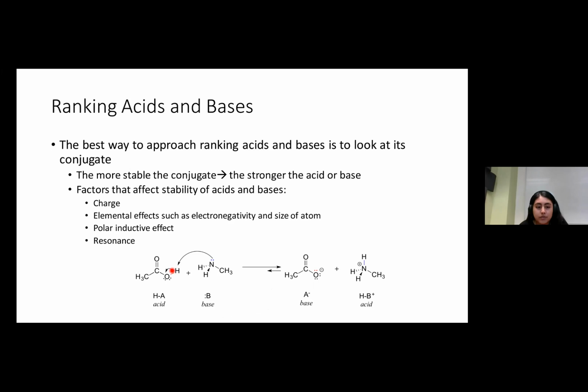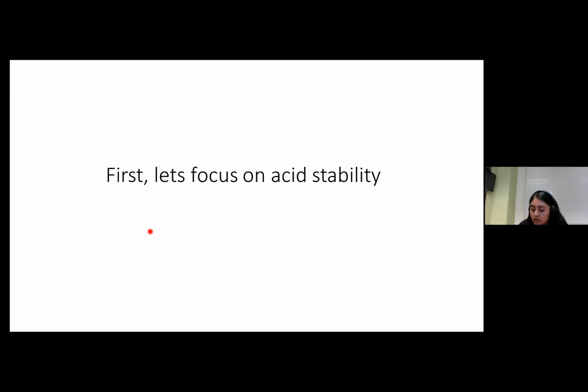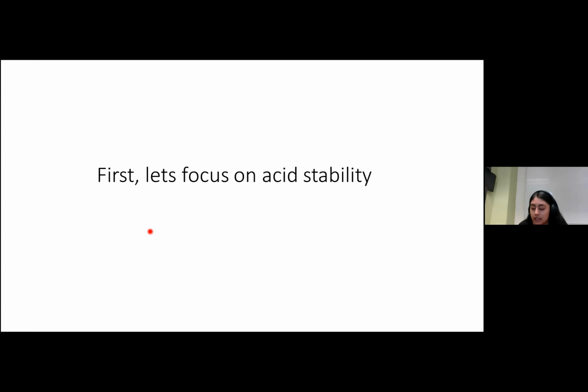Some factors that affect the stability of acids and bases are going to be charge, elemental effects such as electronegativity and the size or radius of the atom, the polar inductive effect, which we'll talk about if you don't know what that means, and then resonance as well. First we're going to focus on acid stability, and then once we go through acid stability, we'll go into base stability.